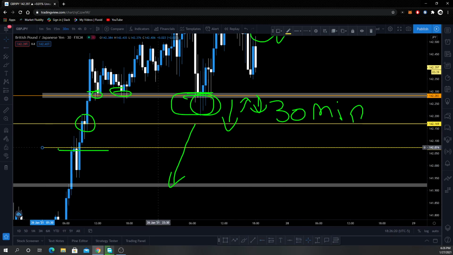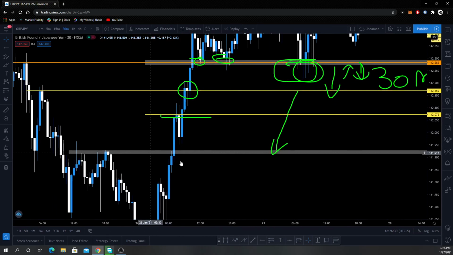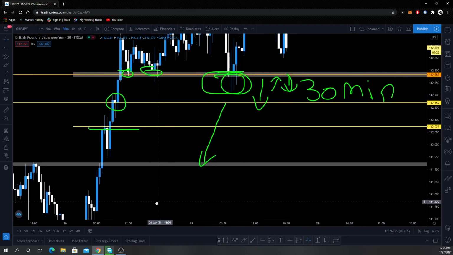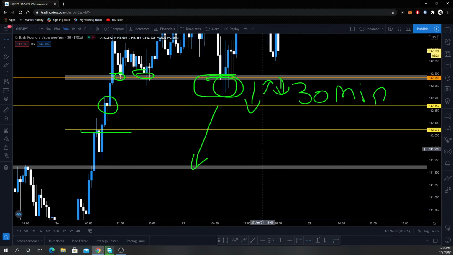142.70. So this will be the first target to secure the profits. Here would be the second, to keep the runner running and then move stop losses, and then here would be your overall target, unless you're willing to keep pushing it all the way down. So this is what I'll be looking for. That will be it for today's outlook for Pound JPY.